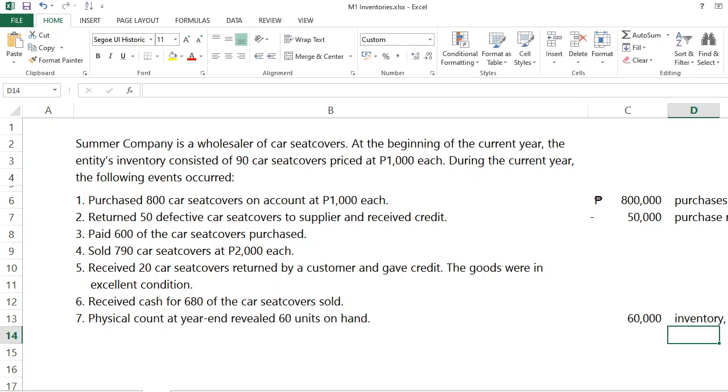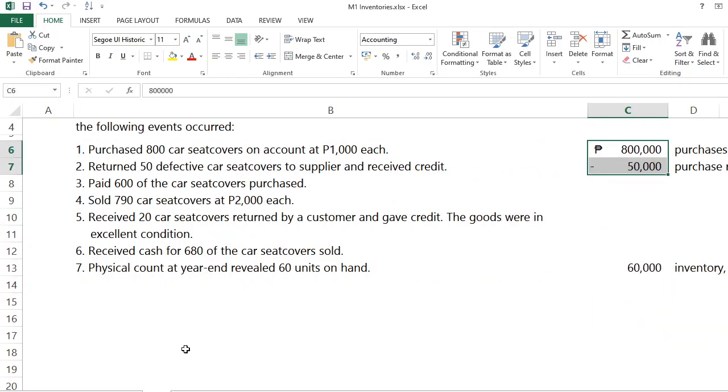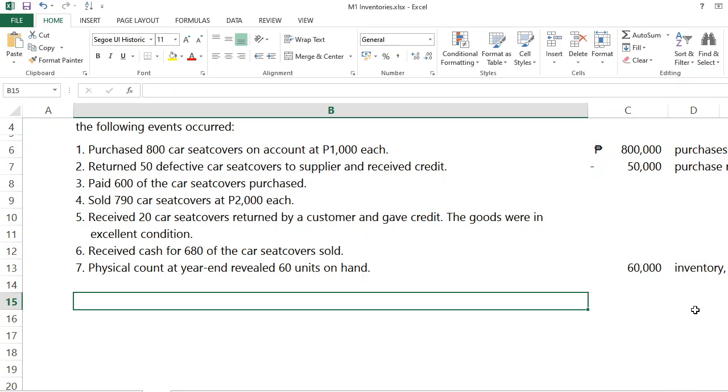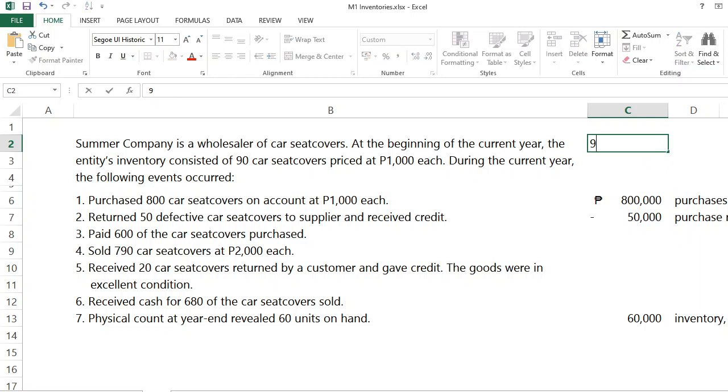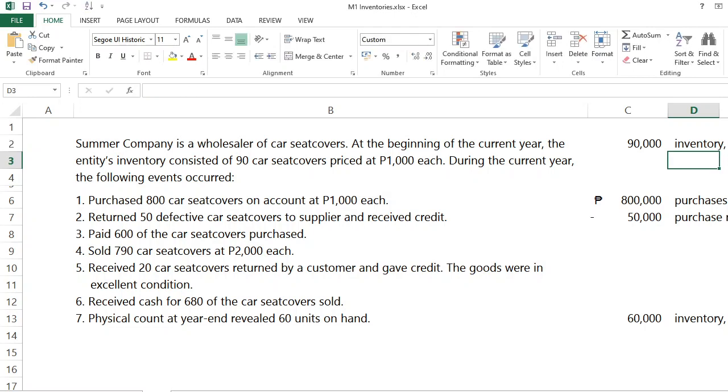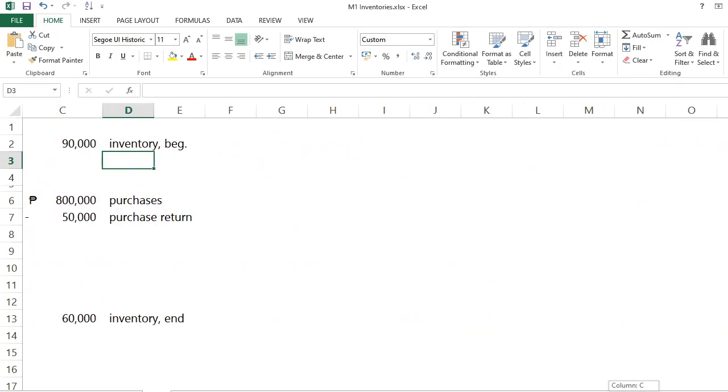Yan. So, pwede na ito mag-compute sa ato ang cost of sales. Let us begin with your inventory beginning and your net purchases. So, your net purchases is 800 minus 50. 800 minus 50, that's 750 net purchases, right? Plus, ang imuhang beginning, diria, is 90,000. Your inventory beginning. So, urong na lang ta din higamay.